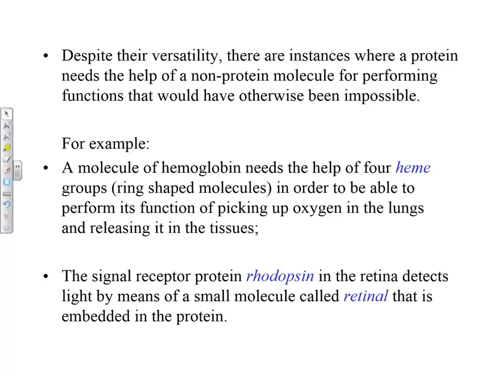So it needs the help of 4 heme groups in order to be able to perform its function of picking up oxygen in the lungs and releasing it in the tissues. So it needs a non-protein molecule, the 4 heme groups that is coming from iron. That's a non-protein molecule. Another example is that the signal receptor protein, rhodopsin, in your eye, in the retina, detects light by means of a small molecule that is called retinal, which is embedded in the protein. And this retinal is not a protein. It's a different kind of molecule.